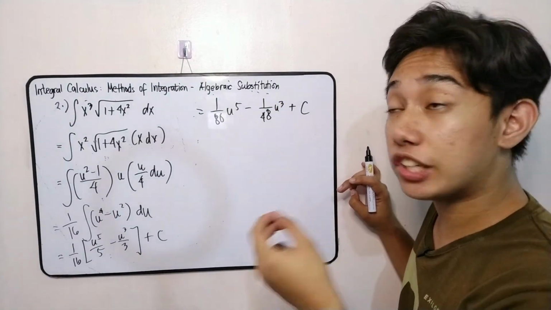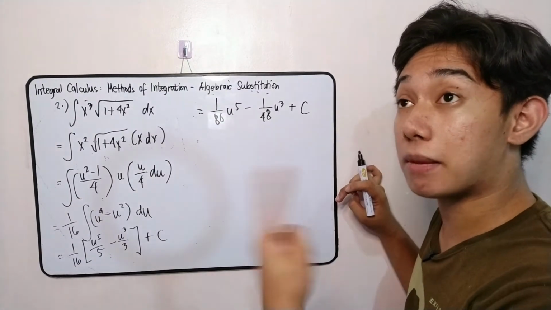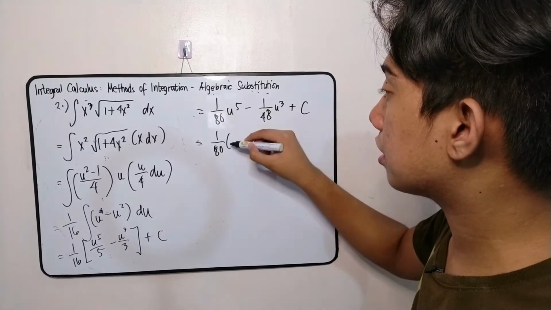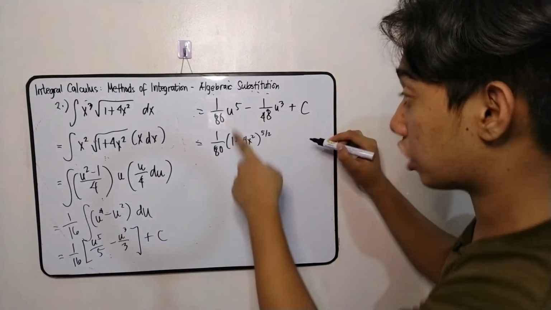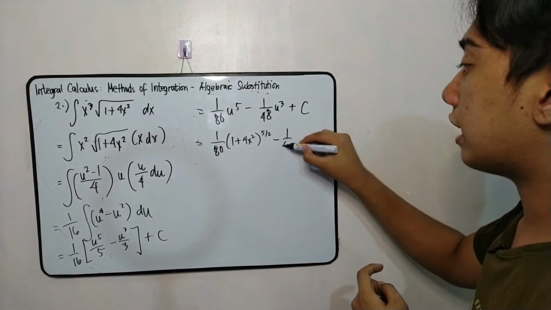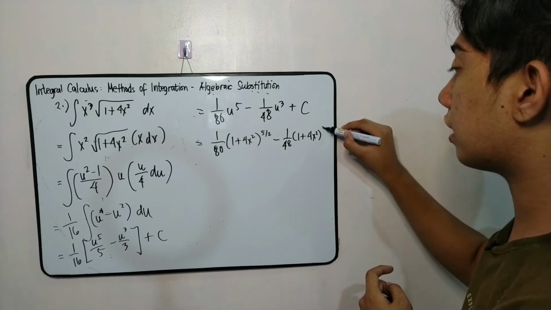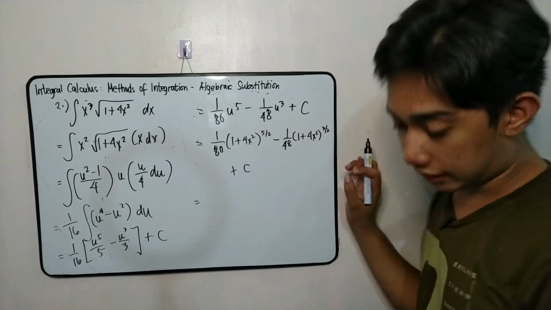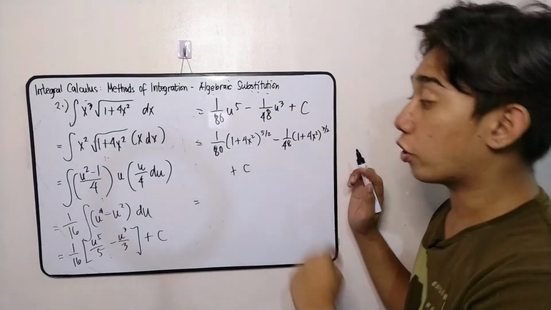Then, next, what happens is, isa-substitute natin yung value ng ating u. Okay? So, ang value ng ating u earlier is the square root of 1 plus 4x squared. So, this becomes 1 over 80 times 1 plus 4x squared raised to 5 halves because square root siya minus 1 over 48 times 1 plus 4x squared raised to 3 halves plus c. Next, dito na natin siya ipa-factor out. Okay? So, their common term here is 240.